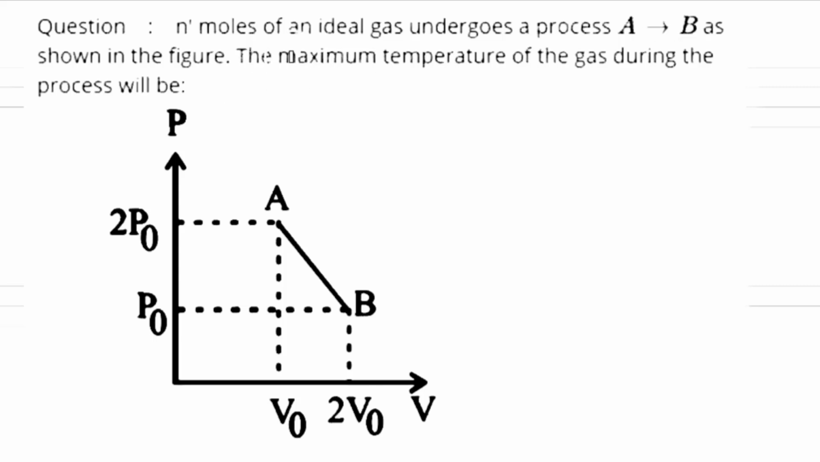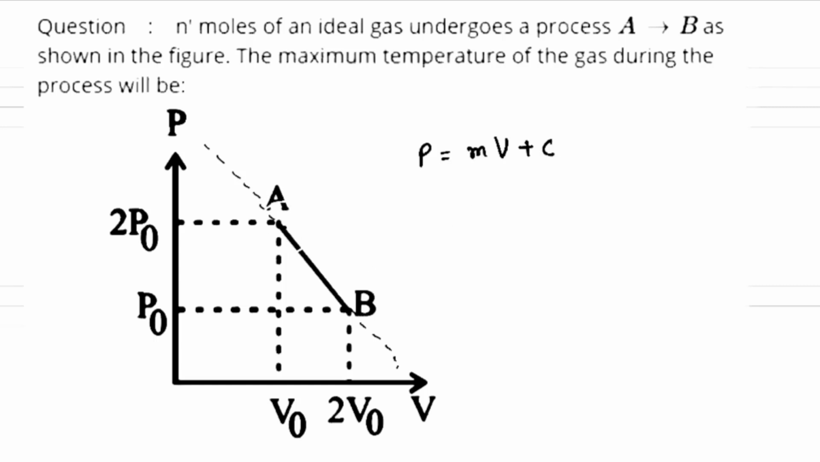N moles of an ideal gas undergoes a process A to B as shown in the figure. Maximum temperature of the gas during the process will be? Right, so we have to calculate the maximum temperature. Now you can see the pressure is varying with the volume, right? So if you extend this line, you will get to know the equation of the pressure as a function of V. I can write it like this, where m is the slope.